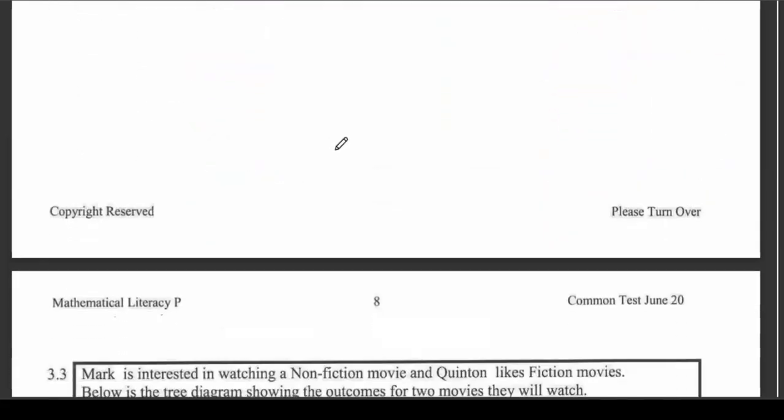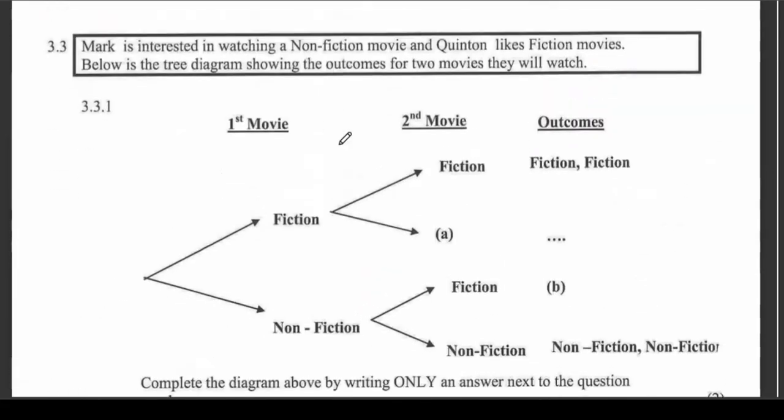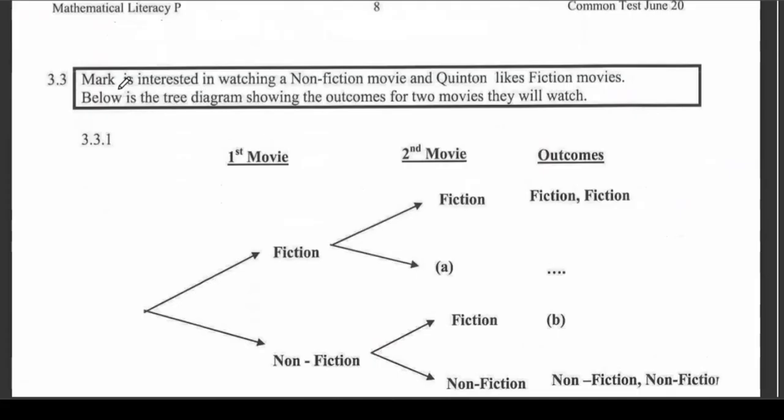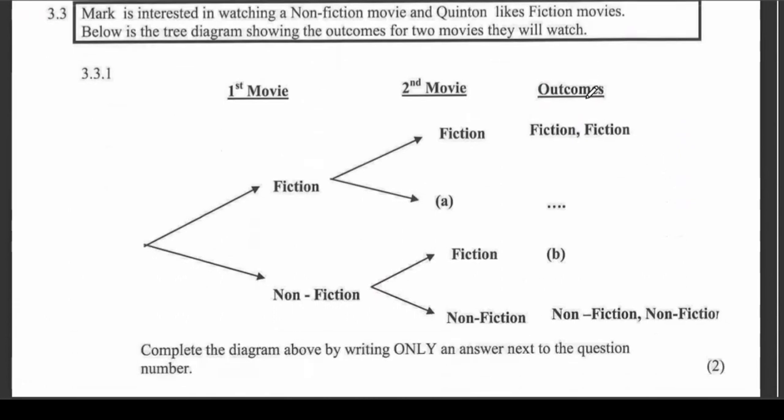Okay, we look at question number 3.3. Here we have something called a tree. Mark is interested in watching a non-fiction movie and Quentin likes fiction movies. Below is a tree diagram showing the outcome of the two movies they will watch. Now, something is missing. The moment you see this, you know that they want you to complete it. As the branches go off, look, this is complete. There's fiction here, and this one also. So A is supposed to be non-fiction.